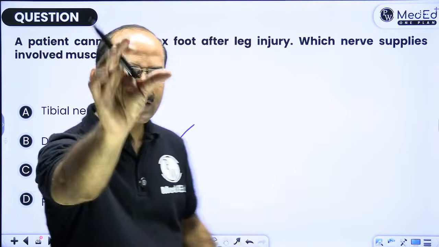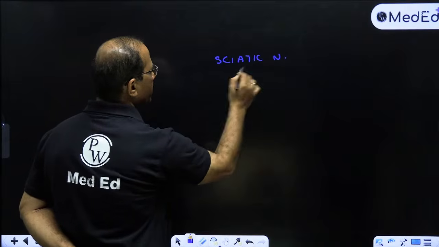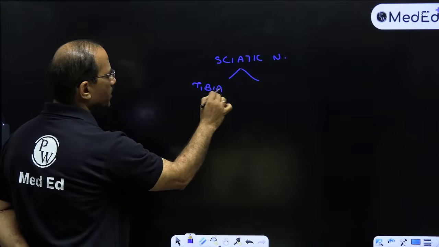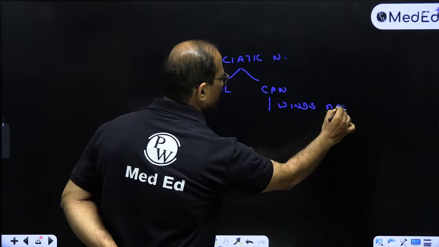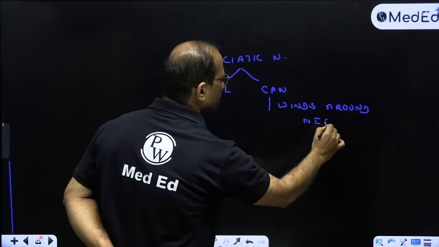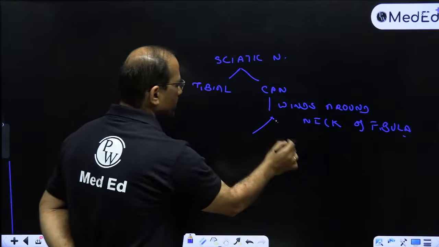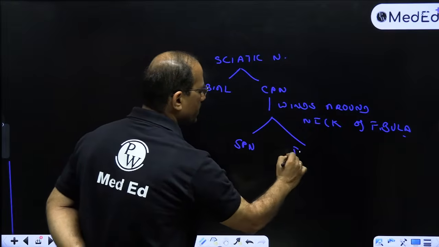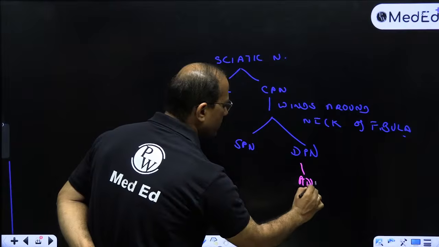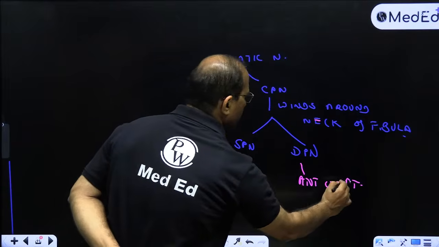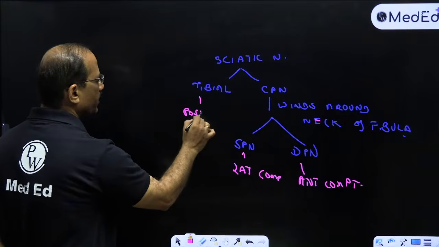I'll give you one small flow chart. The sciatic nerve divides into the tibial and the common peroneal nerve. The common peroneal nerve winds around the neck of the fibula and divides into the superficial peroneal nerve and the deep peroneal nerve. The deep peroneal nerve goes to the anterior compartment of the leg. The superficial peroneal goes to the lateral compartment, and the tibial goes to the posterior compartment of the leg.